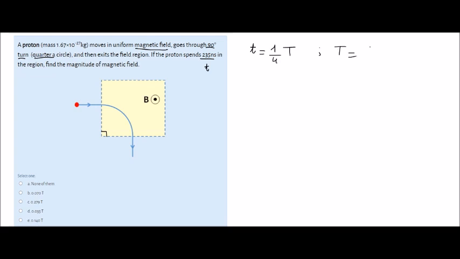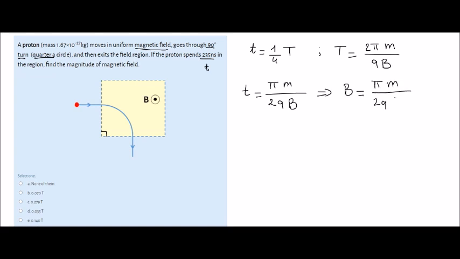And what is the period? 2 pi m over qB. Okay, you put that here, what do you get? Pi m over 2 qB. And from here you deduce B: pi m over 2 q t. Right? So let's write it.